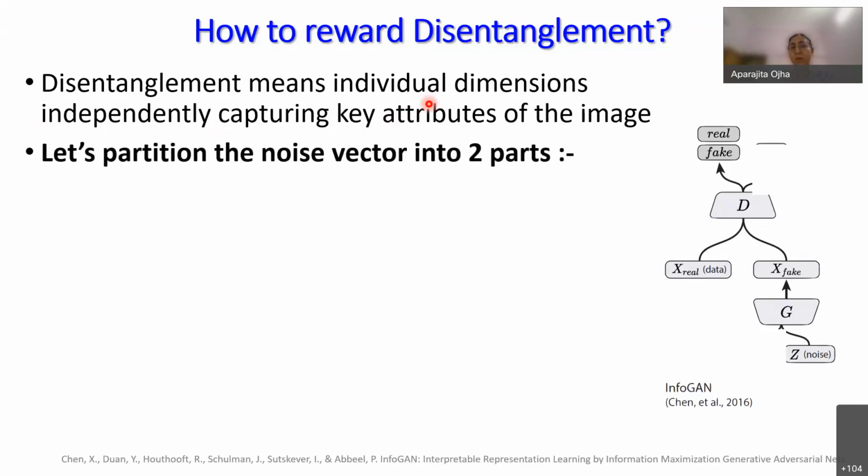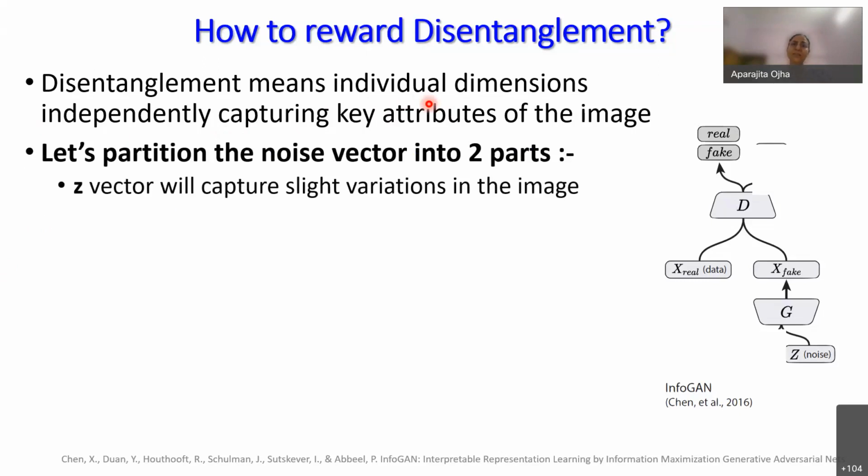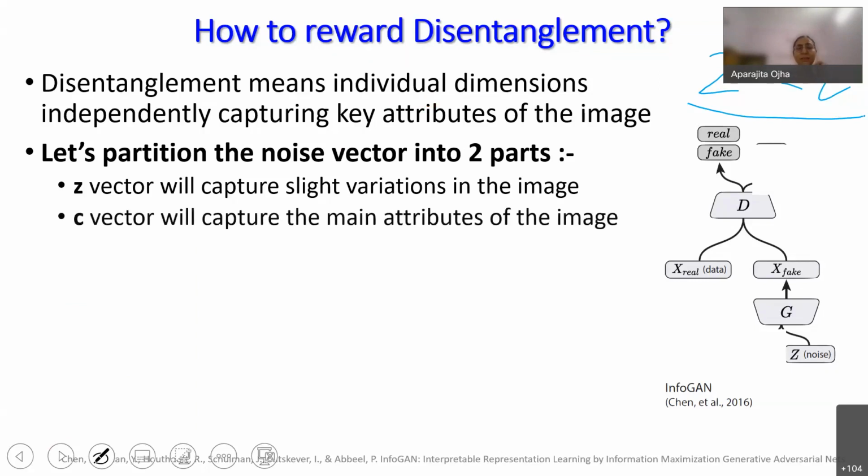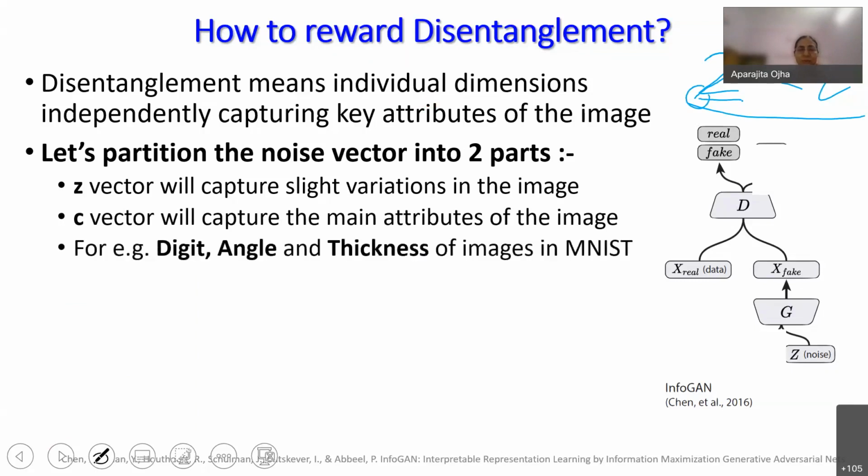So let us partition the noise vector Z into two parts. Z part will capture slight variations in the image, slight variations. Like you write 2, or you write 2, or you write 2. So these are variations. Right? Let C vector capture the main attributes of the image. Main attributes means there is a curve here, there is a corner here, there's a line here. So main attributes of the image. For example, digit, the angle, the thickness of the image in the MNIST dataset.